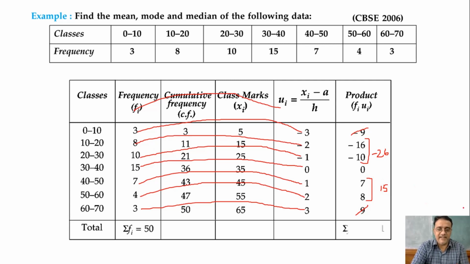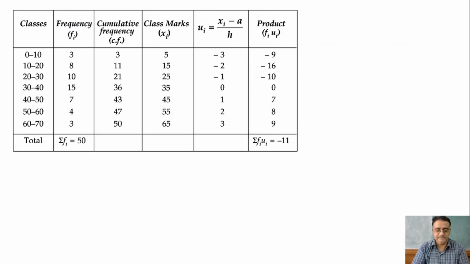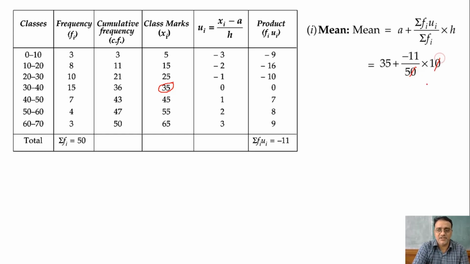So total frequency is 50 and summation fu is minus 11. Now this table we will use for all three measures of central tendency, that is mean, mode and median. So let us start with mean. In mean, A we took 35, right? And h is 10. We write the formula first, A plus summation fu upon summation f into h, then substitute 35 plus minus 11 by 50 into 10. So this will cancel, 0, 0. So we get 35 minus 2.2, that is 32.8. This is the required mean.